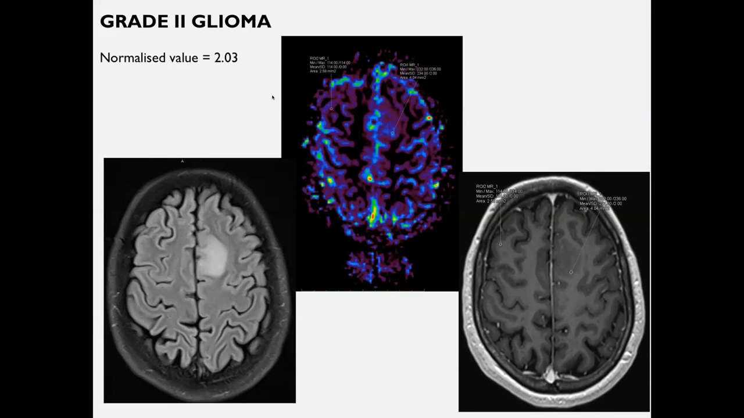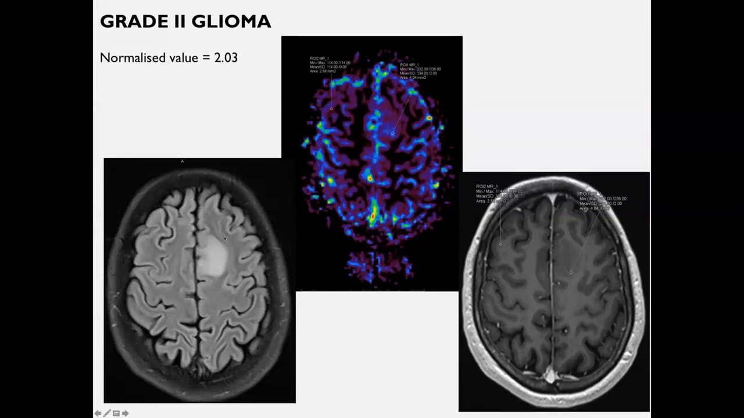We need to take care of other morphological parameters also, like spectroscopy, choline peak, the diffusion section, the hemorrhage in the lesion, everything you have to take care of. I'm just discussing perfusion, so don't get carried away by just these values. Now this is a grade 2 glioma which was operated.